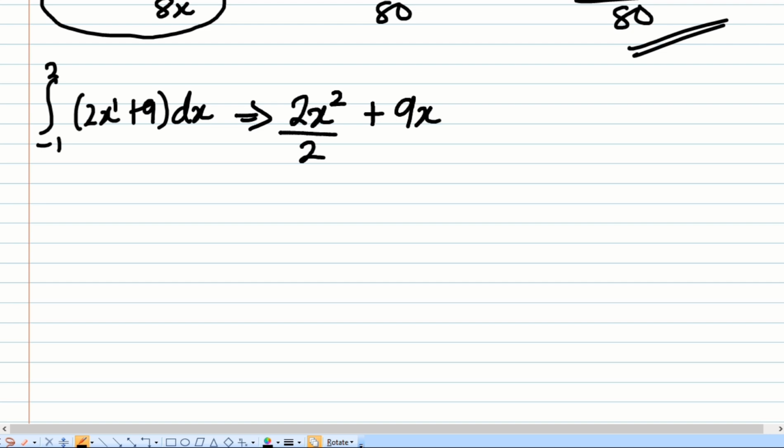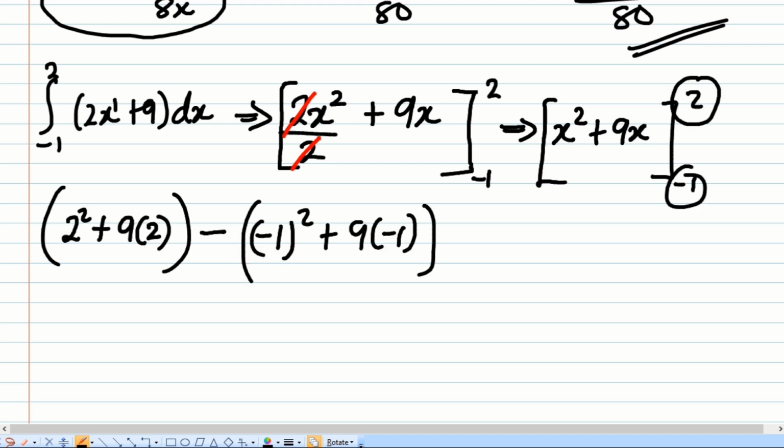All right, now we're not going to add plus c because this is a definite integral. So we're going to take the limit from -1 to 2. Now if I simplify this further, notice that on this side these two cancel these two, right? So we're just going to have x squared plus 9x, and this is just what we mean by taking the upper limit minus the lower limit.